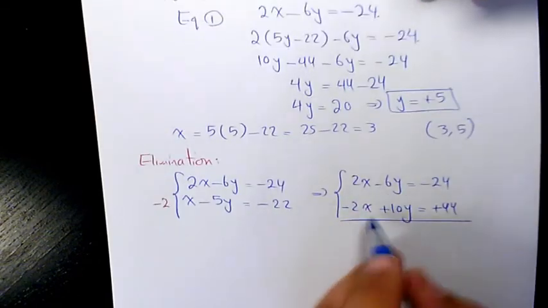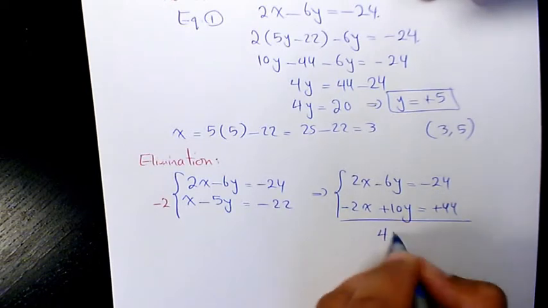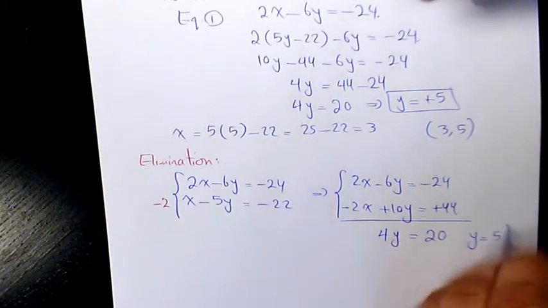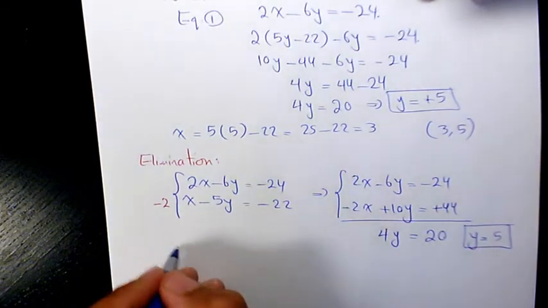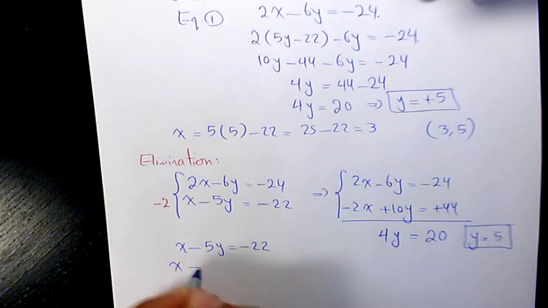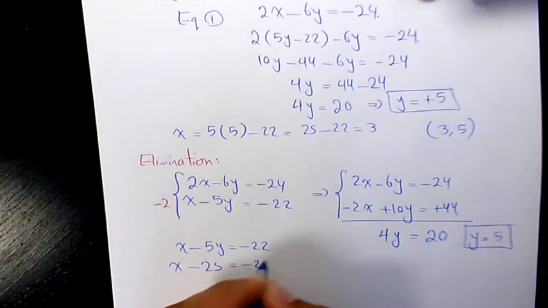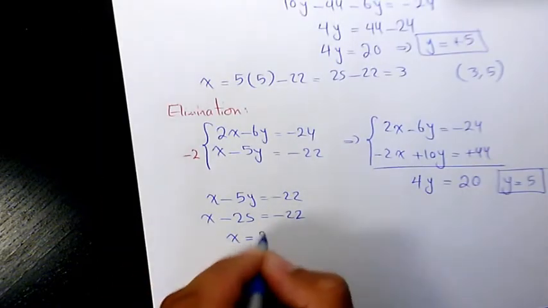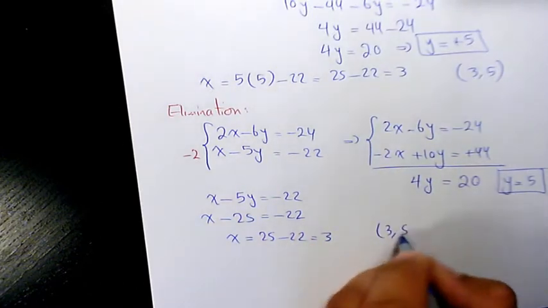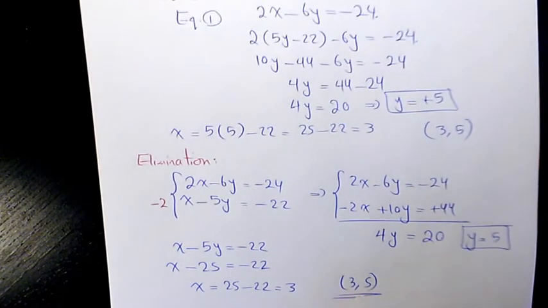When you add them, the x terms are going to be 0. When you add these, it's going to be 4y. When you add them, it's going to be 20. So y will be 5. When you substitute it into x minus 5y equals negative 22, so x minus 25 equals negative 22. So x will be 25 minus 22, which is going to be 3. So we have (3, 5) as the point of intersection.